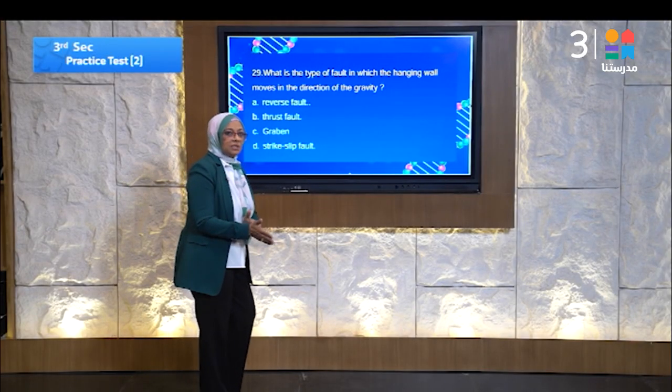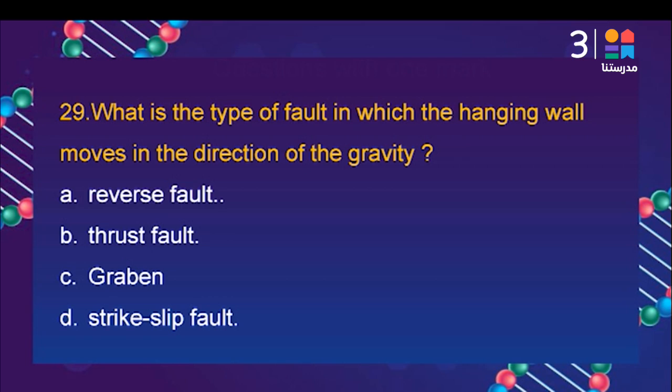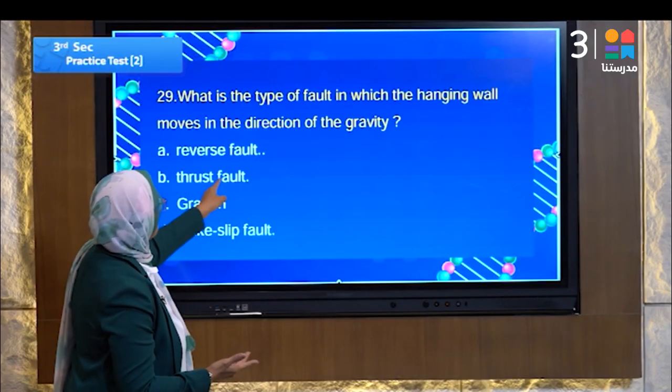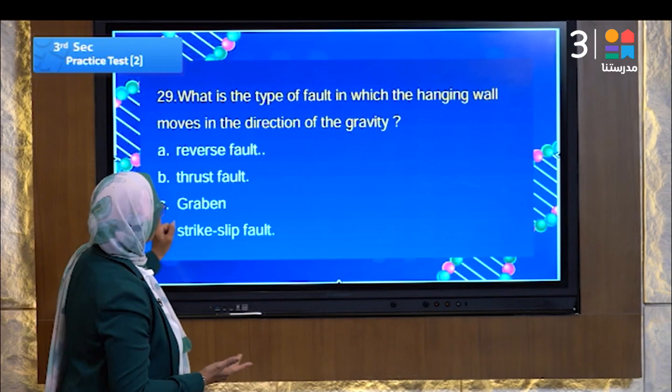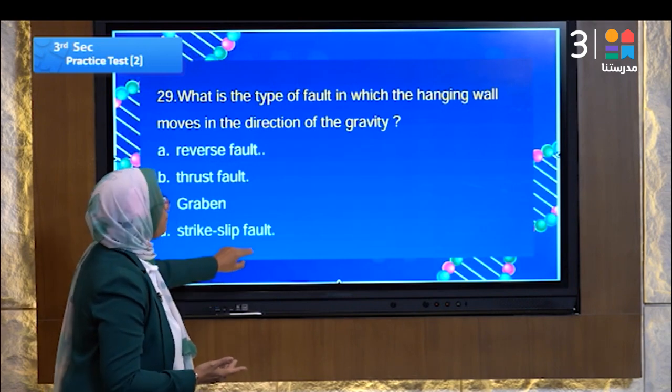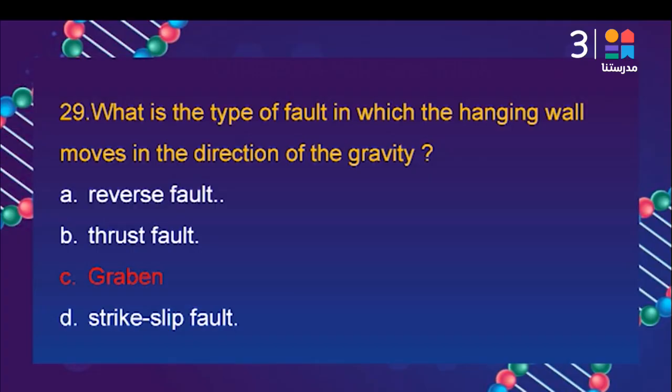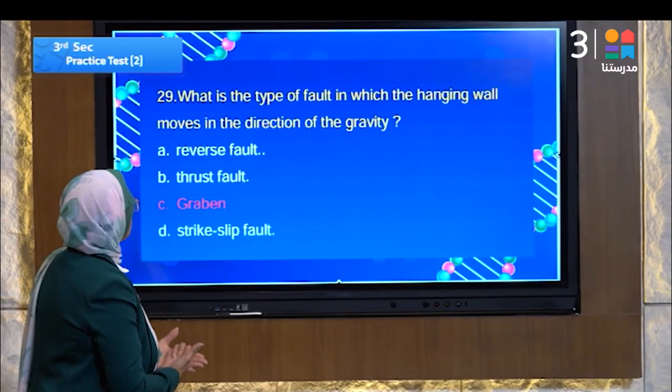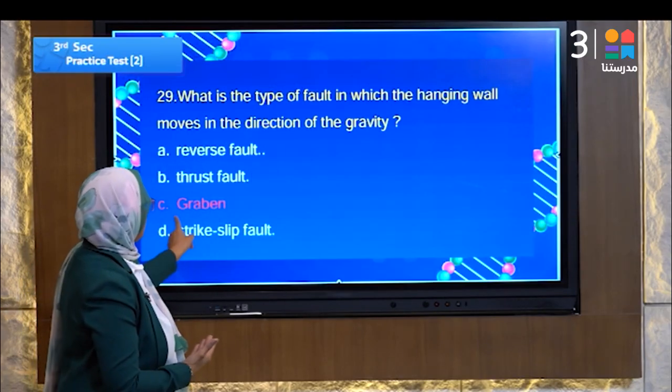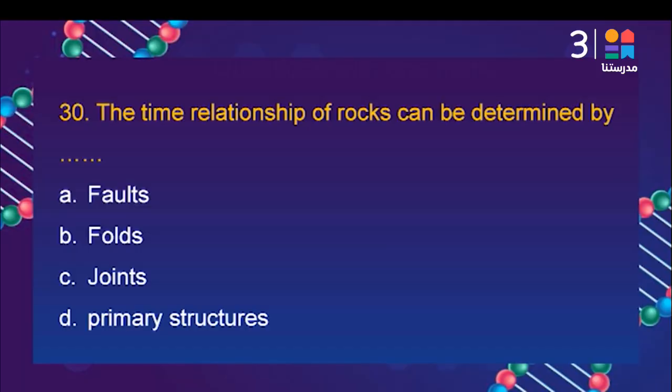Let's go to 29. What is the type of fault? Fault is earth science either. Faults in which the hanging wall moves in the direction of gravity. The hanging wall moves down in the fault. Let's answer the question, but first we read it. Reverse fault, thrust fault, graben, strike-slip fault. The answer is graben. Yes, graben. In the direction of gravity, it will be graben.